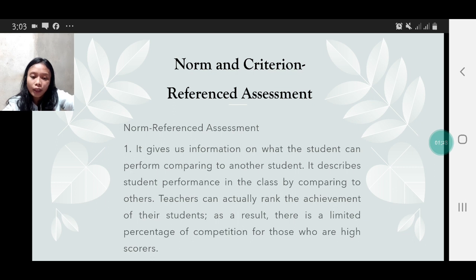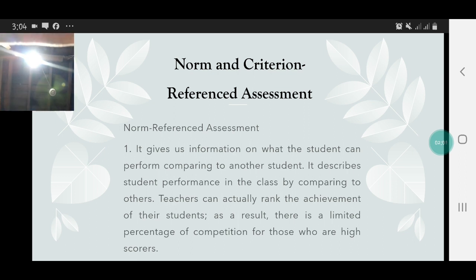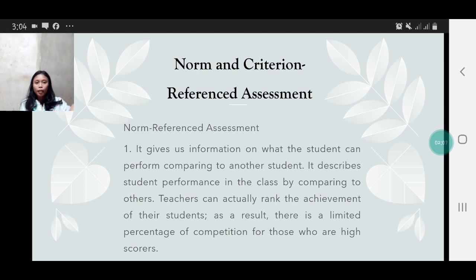So in norm reference test, we have the standardized test characterized by scoring that compares the test taker to a norm group, or norming group, which means a group with similar characteristics such as age or grade level. One of the examples of norm reference assessments is the entrance exams like SASE, because it is a larger group, a large number of students that are assessed.